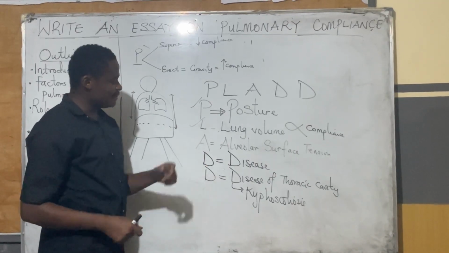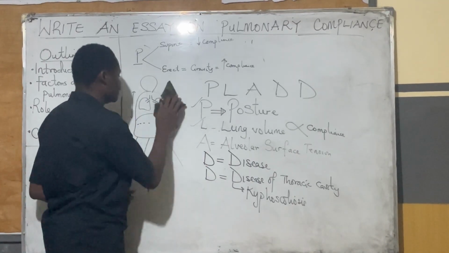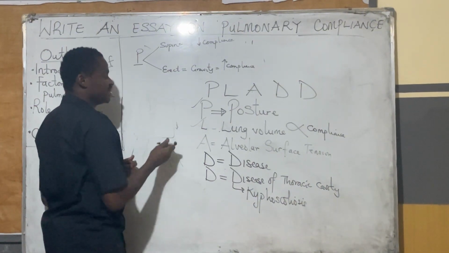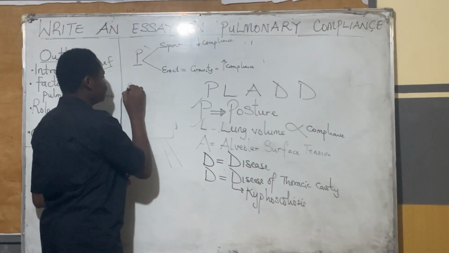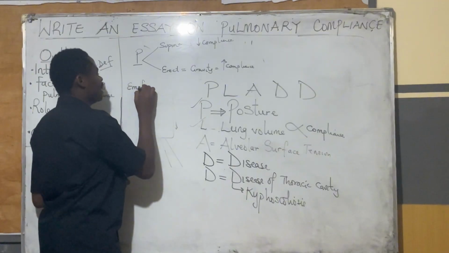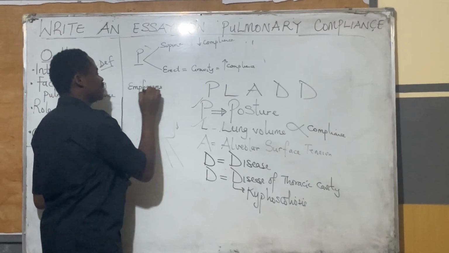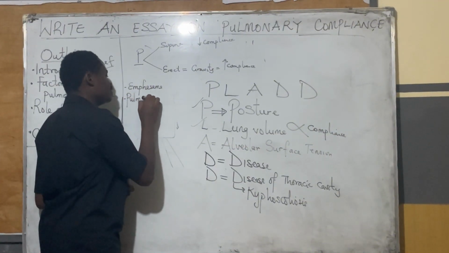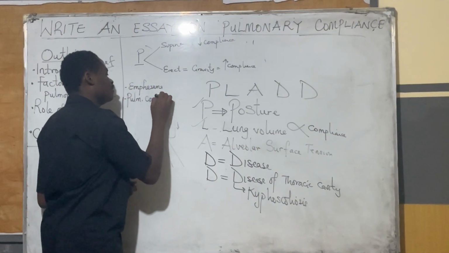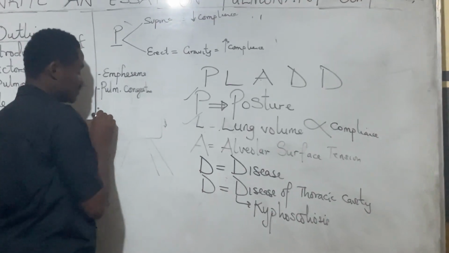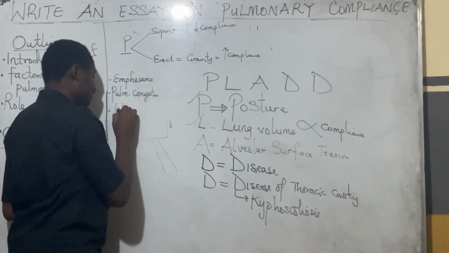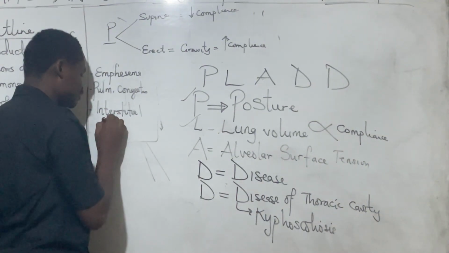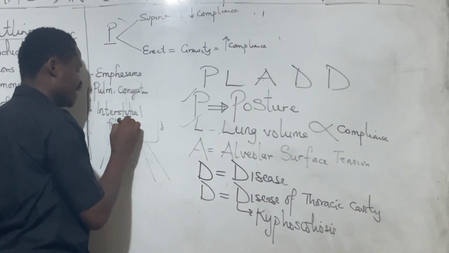Okay. Now, how about normal diseases? Let me list out some of the diseases that I want to mention. Some diseases could increase compliance, some could decrease it. For example, we have emphysema, pulmonary congestion, and interstitial fibrosis. These are examples of conditions that affect compliance.